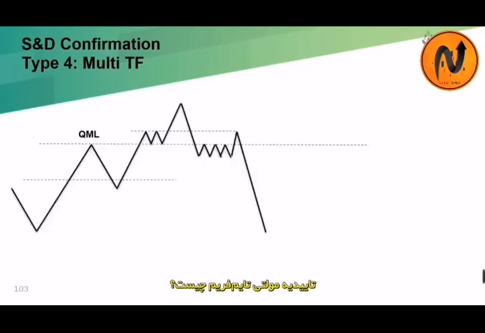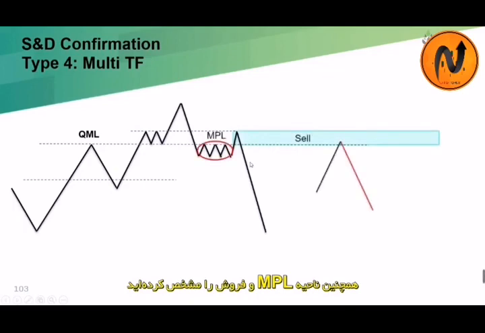So the last type of confirmation is multi-time frame. So this is very common, but some of you don't understand, so I'm going to explain it. Multi-time frame confirmation. So what does it mean? Let's assume that we have a QML. All right, you have a QML at M30. Same thing, you know your MPL, you know your sell zone.